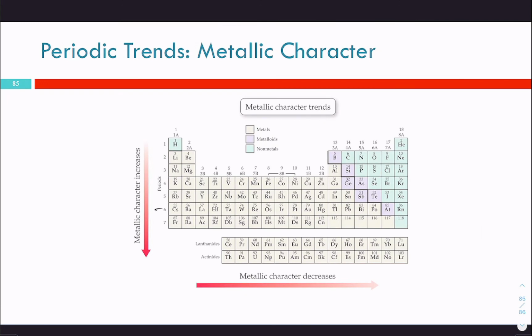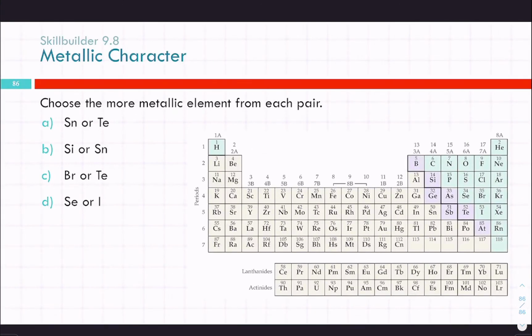So again, cesium down here has the most metallic character, helium or neon the least metallic character. So tin or tellurium, where's tellurium? Oh, there it is. So yeah, same trend as atomic size. Tin is larger, tin is also more metallic. And in this case, tin is actually a metal, tellurium is a nonmetal. Now silicon or tin. It's tin again. Same trend as atomic size, because it's more down. Yeah.